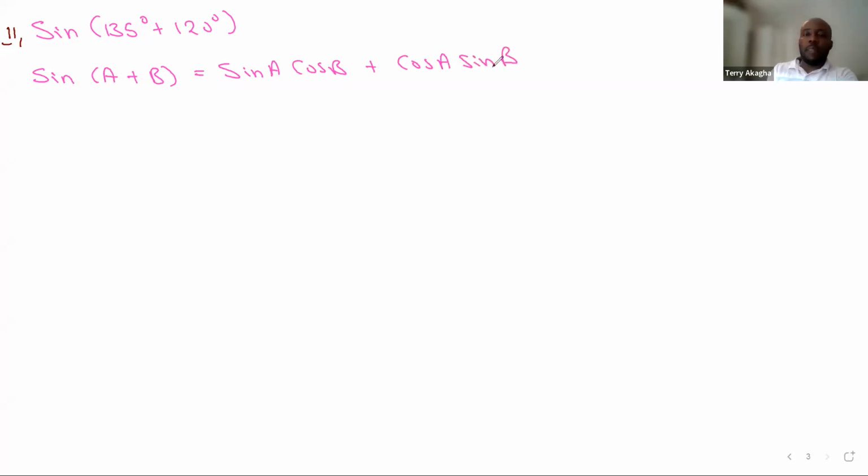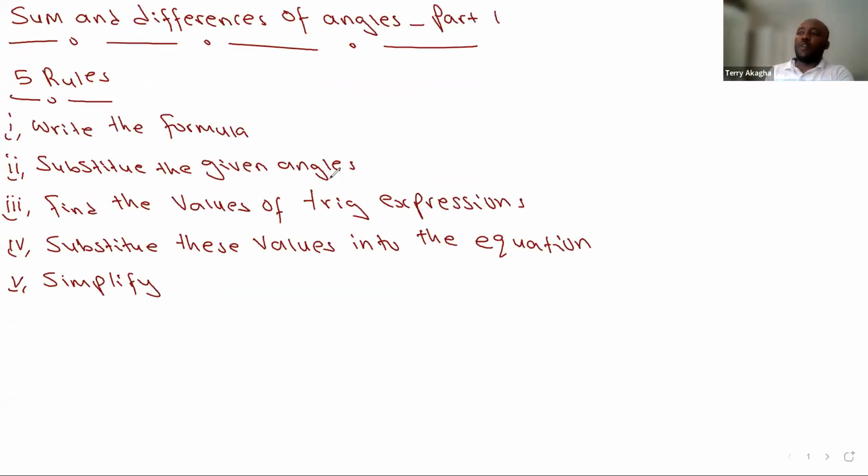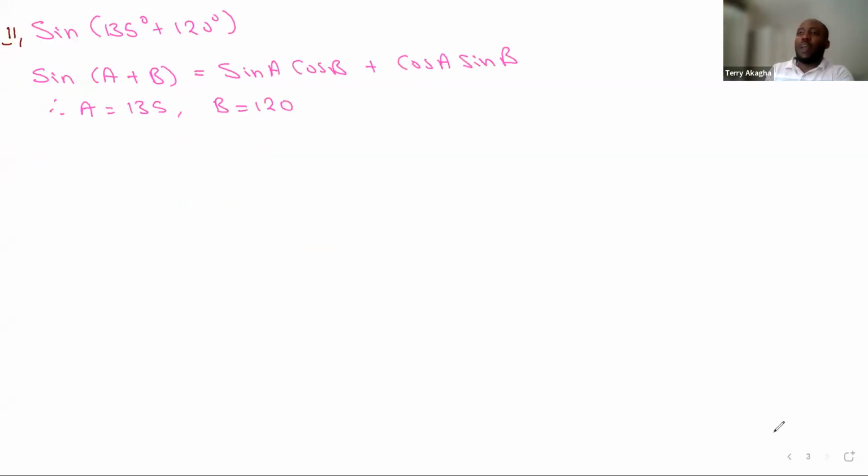B. Is that okay? So that means in this case here, our A is what? 135, and our B is equal to what? 120. Then the rule says that after that, you should substitute the angles, right? So let's substitute the angles now. So it's going to be sine A plus B, this is 135 plus 120, will be equal to sine 135 cos 120 plus cos 135 sine 120.